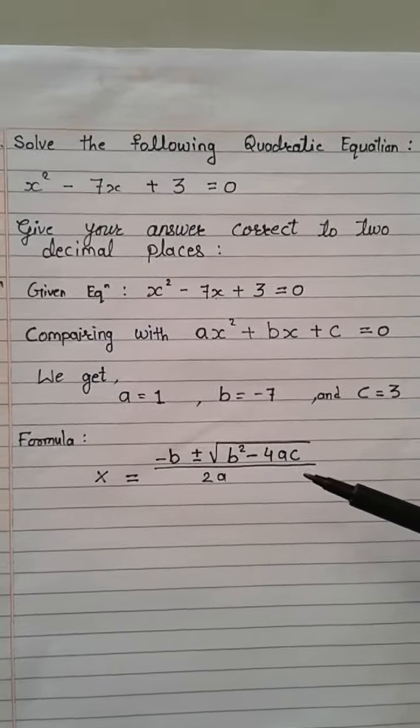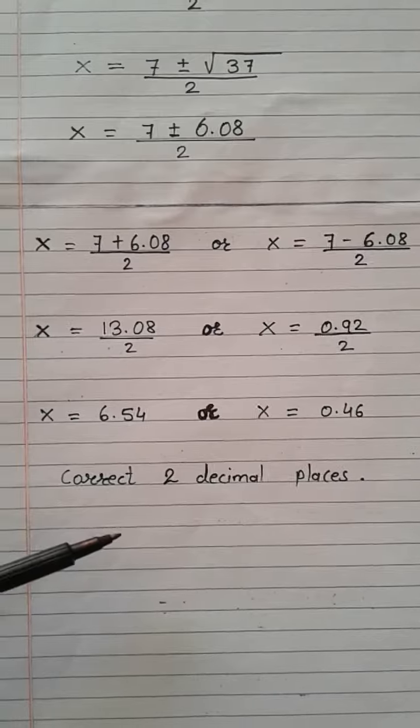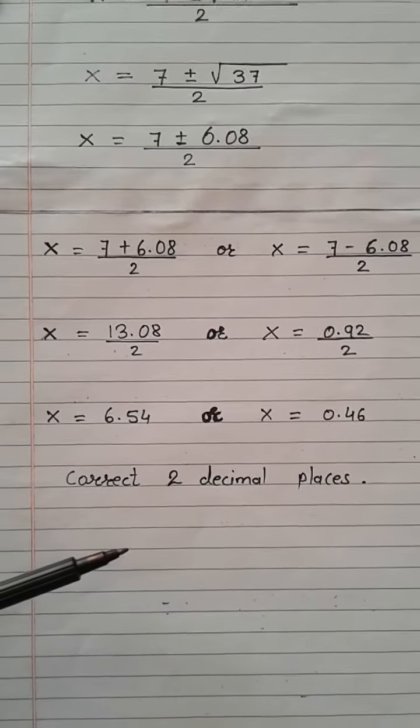Let's calculate this term. After calculating this term, we get our answer 13.08 upon 2, or x equal to 0.92 upon 2. And after the division, we get our final answer, which is x equal to 6.54 and here x equal to 0.46. So this is our answer correct to two decimal places. I hope you understand this sum.